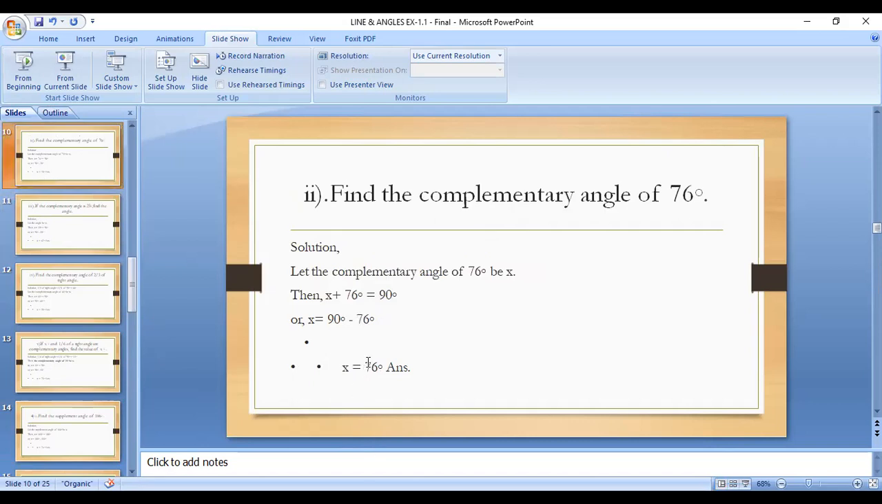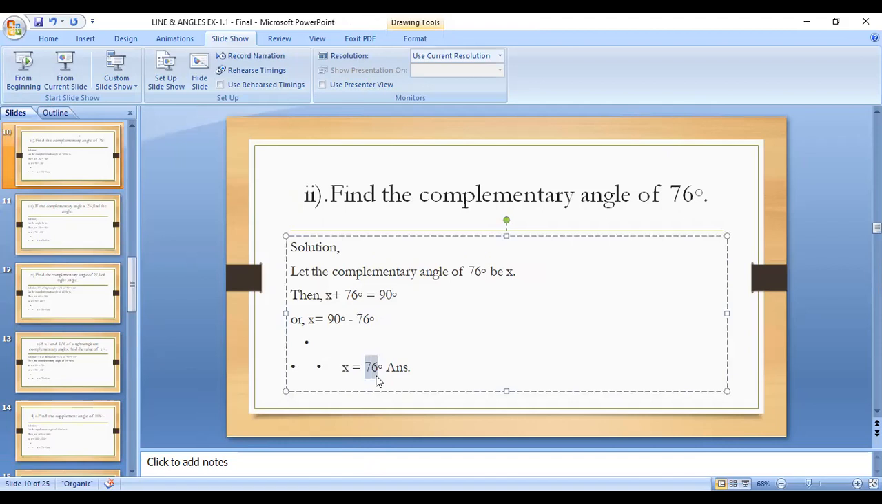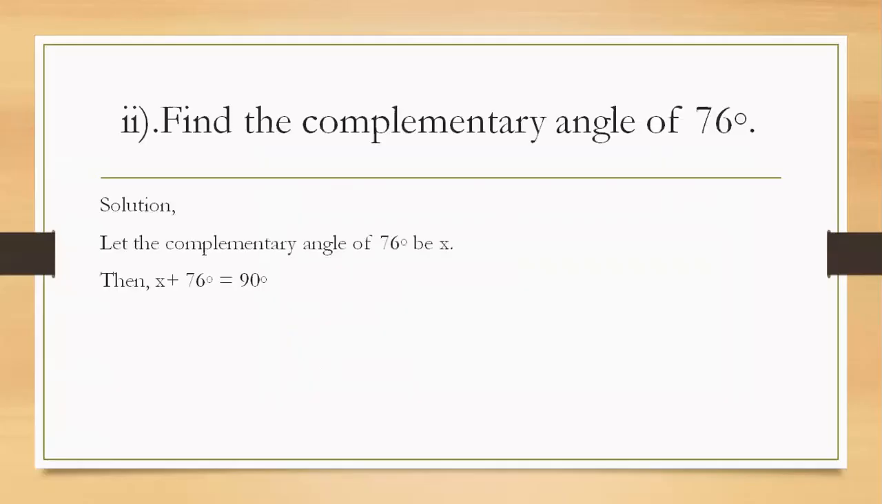Okay, this one. Here this topic is the same, and we have to write there 90 minus 76. 90 minus 76, you'll get there 14 degrees. Okay, 14 degrees should be written there, right? 14 degrees, and subtract this, and you will get here 14 degrees.